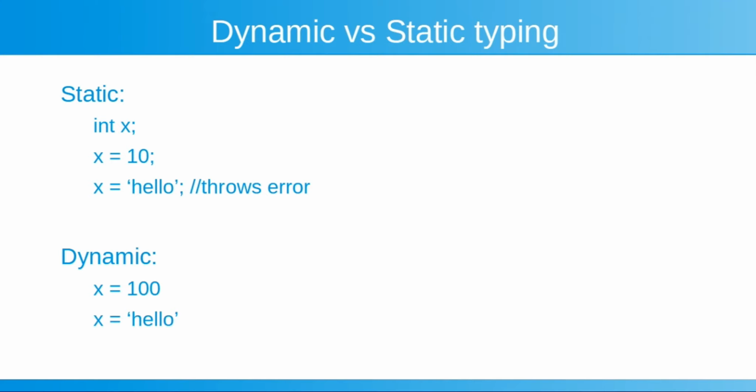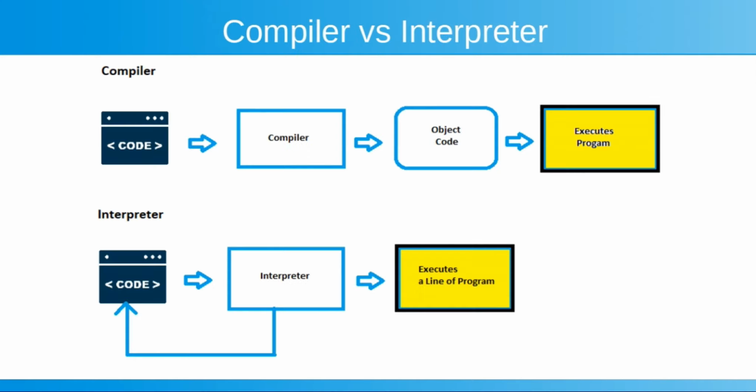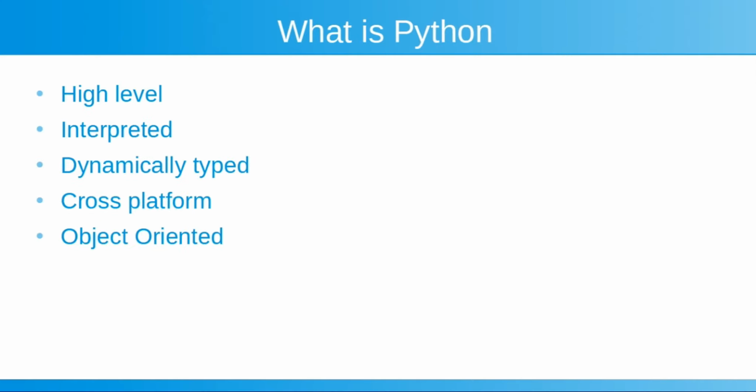So Python comes under dynamically typed language, whereas C, C++, these are statically typed. Okay. So next thing is Python is cross-platform. That means you can write the code one time and you can run the code in any platform or any machine.